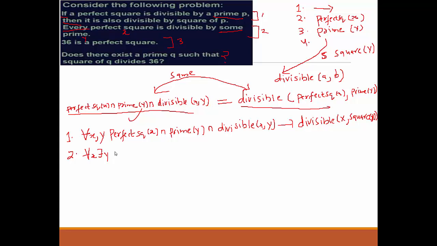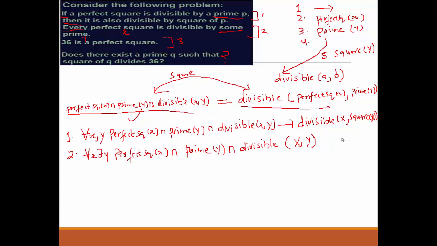So again we're going to have perfect square x and prime y and divisible x comma y. So this is our second statement.